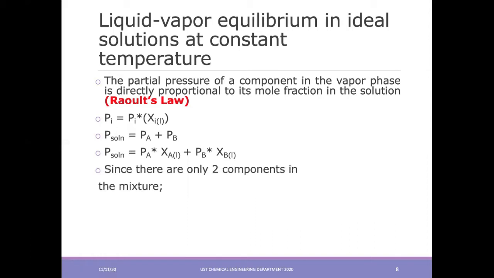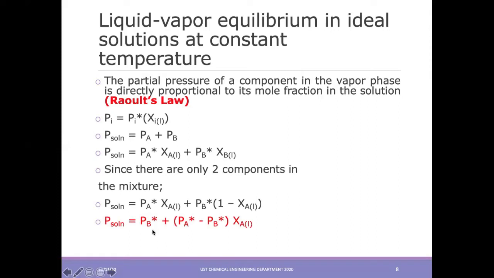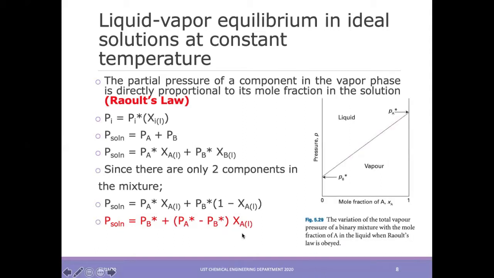So since we only have two components here, if we replace x of B in terms of x of A, so 1 minus x of A, our equation becomes P of solution is equal to PB asterisk plus the difference of PA minus PB, the vapor pressures of A and B, multiplied by the mole fraction.